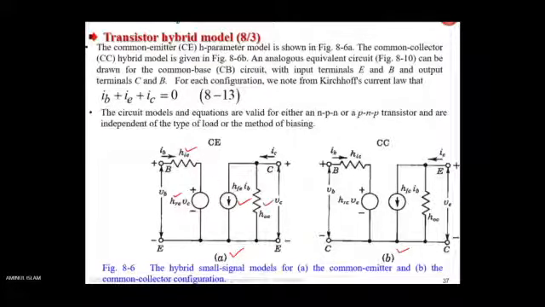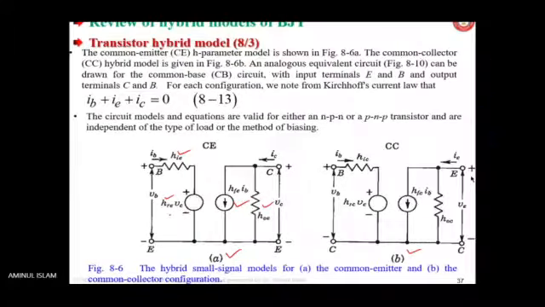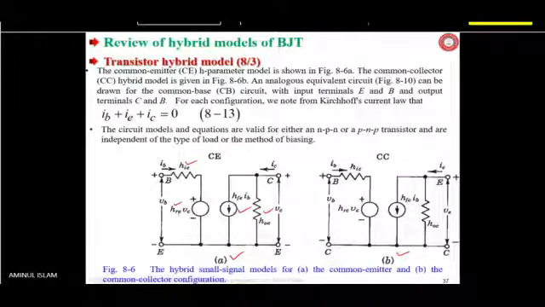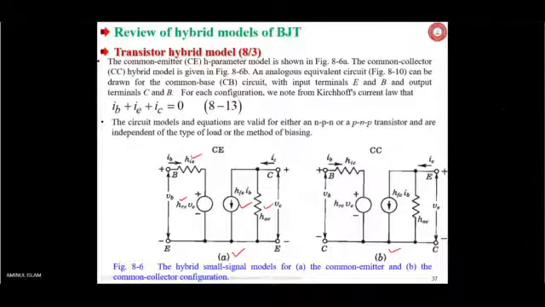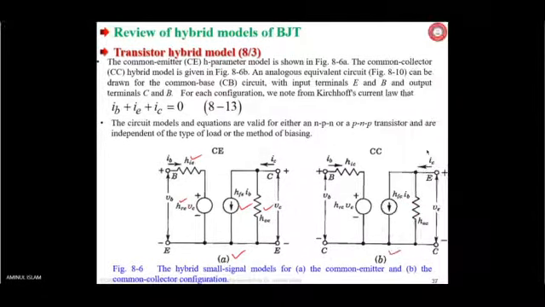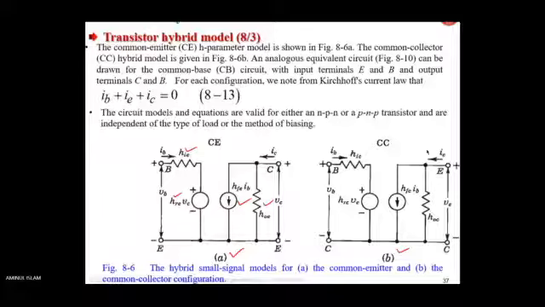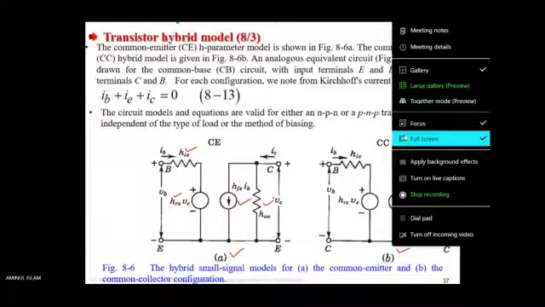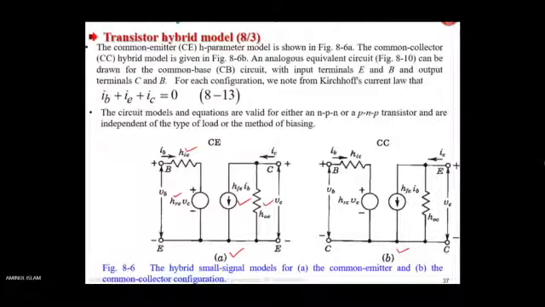HI indicates input resistance. HR is reverse gain. Voltage gain is normally what? V out by V in, output voltage by input voltage. But here in this case, the definition of HR is V1 by V2, input voltage by output voltage. So it is reverse voltage gain. HO is what? Tell somebody, Pratham. Conductance. Output conductance.